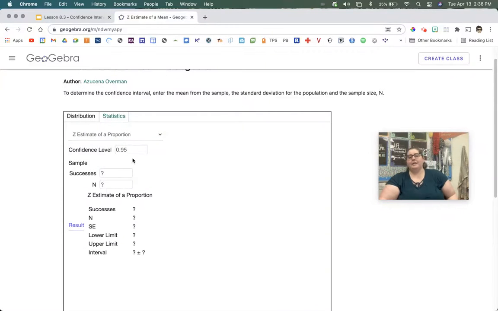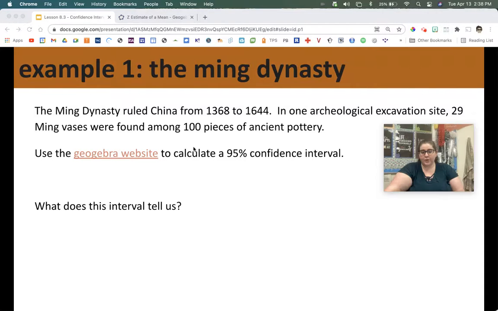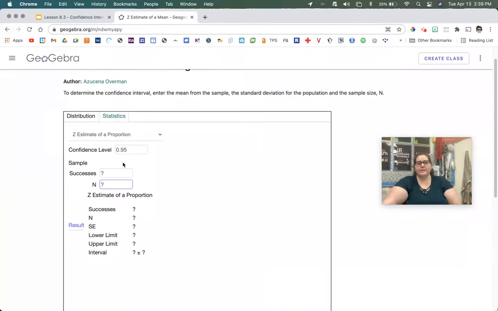So now I'm asked for slightly different information. It still has confidence level, but now it's asking for sample successes and then N. What we mean when we say successes is just the number of items in your sample that were whatever thing you're talking about. In this case, we're talking about what percent of the entire group of pottery is from the Ming Dynasty. So in this example, success means how many were from the Ming Dynasty. So 29 would be the number of successes.